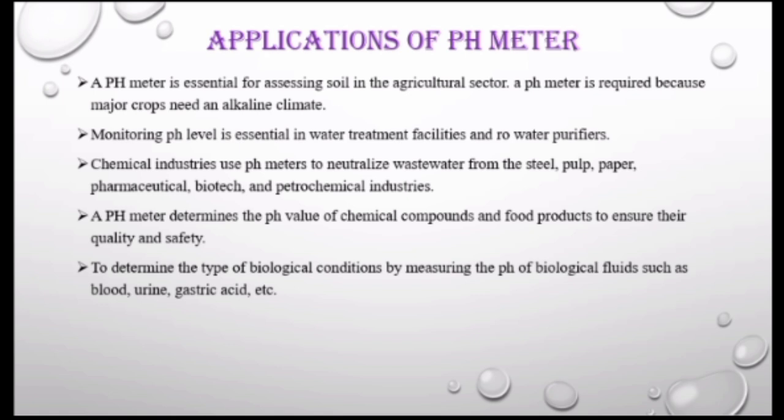To determine the type of biological conditions by measuring the pH of biological fluids such as blood, urine, gastric acid, etc.